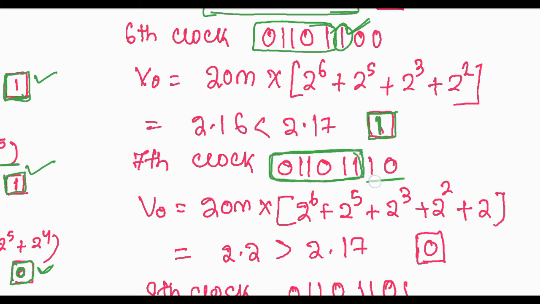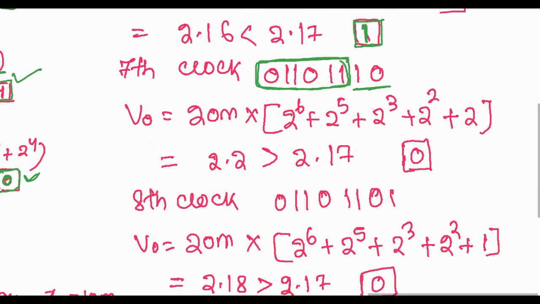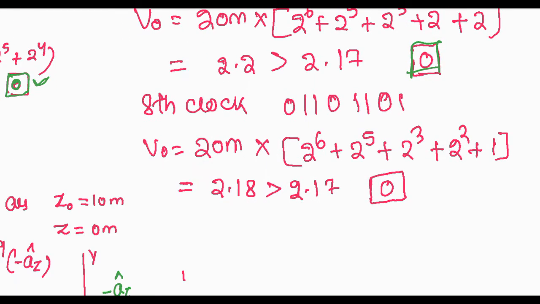Now we have only 2 bits. So we are checking now this one to be 1, and we will check what the answer is. 20 milli into 2 to the power 6 for this one, 2 to the power 5 for this one, 2 to the power 3 for this one, 2 to the power 2 for this one, plus 2 for this one, which we are going to check. So this results in 2.2, which is greater than 2.17. So this will not be 1, this will be 0. In the next part we will take it to be 0. So this will be 0 1 1 0 1 1 0. So these are all now constant.